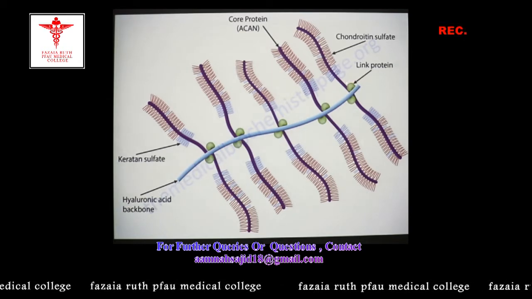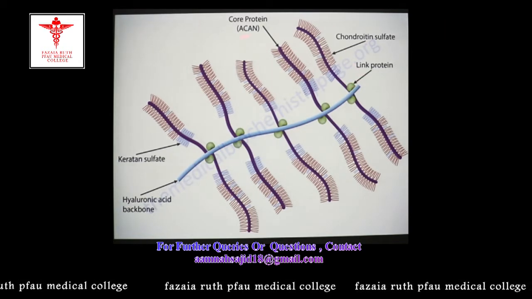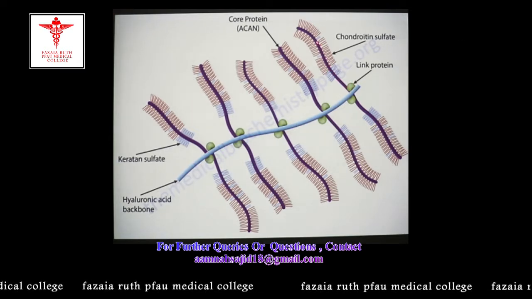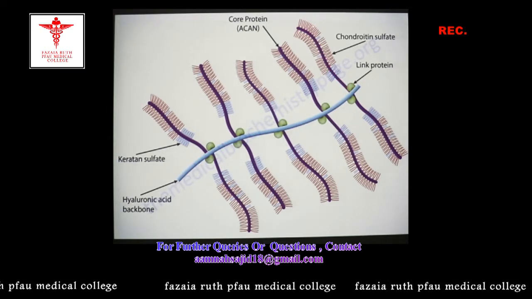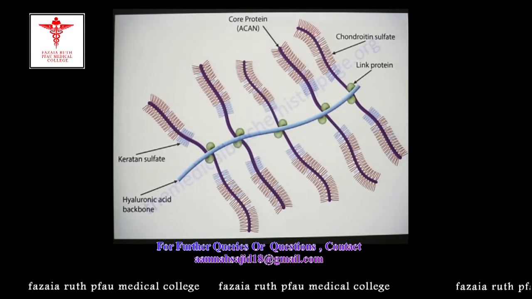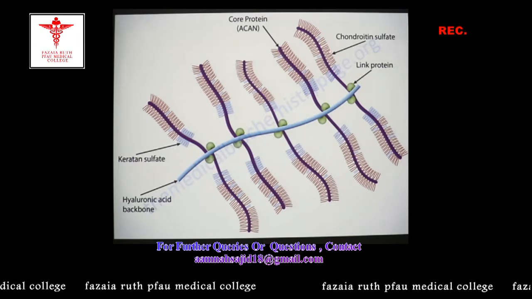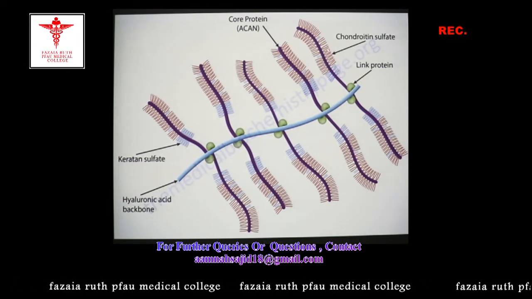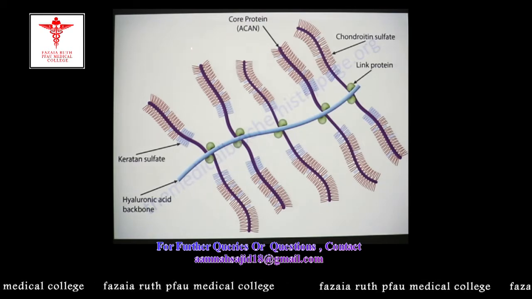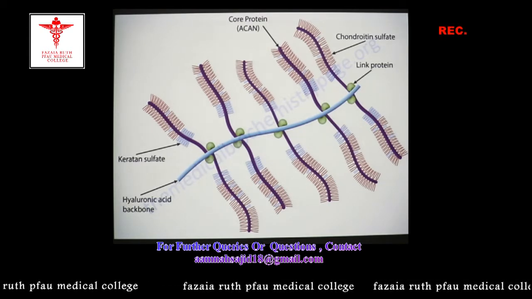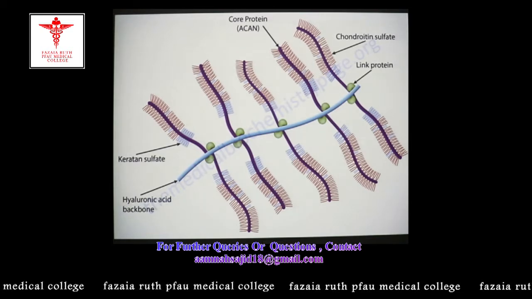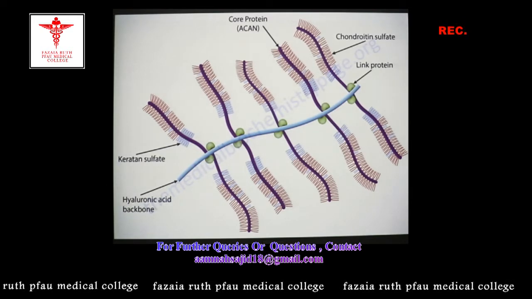Now, as you can see, in proteoglycans, there is a brush border-like appearance. This is the core protein to which the molecules of glycosaminoglycans are linked. And this arrangement of molecules gives rise to the brush border appearance in proteoglycans. And again, we will discuss the structure of proteoglycans in detail in subsequent lectures.